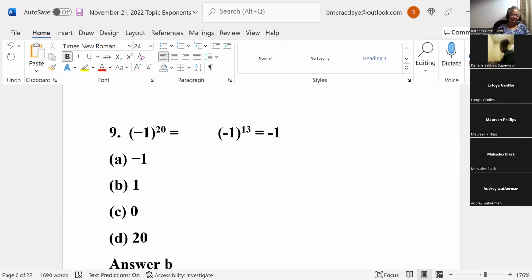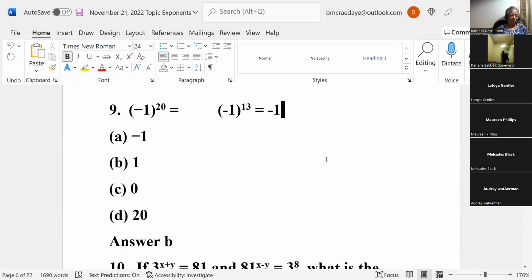If you didn't put the sign and you multiply 1 by 7,000 times, you just get 1, right? But if it's negative and your power is an odd number, then your answer will be negative 1. If it's an even number, like minus 1 to the 20th power, then you get a plus 1. So I said this was an even number, so your answer is B. But if I had an odd number like 13, your answer would be a minus 1. Question on number 9?